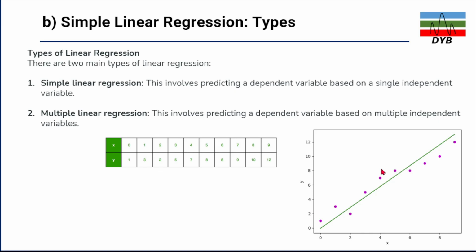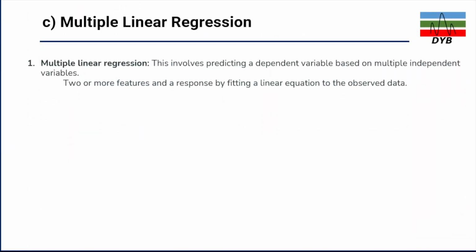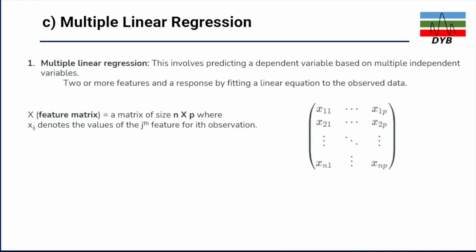Multiple linear regression belongs to another type, so let's look at that one. This is type 3 of the regression part, multilinear regression. Multilinear regression involves predicting a dependent variable based on multiple independent variables. Like here, there was only one dependent and one independent variable, but in this case, we can have multiple independent variables.